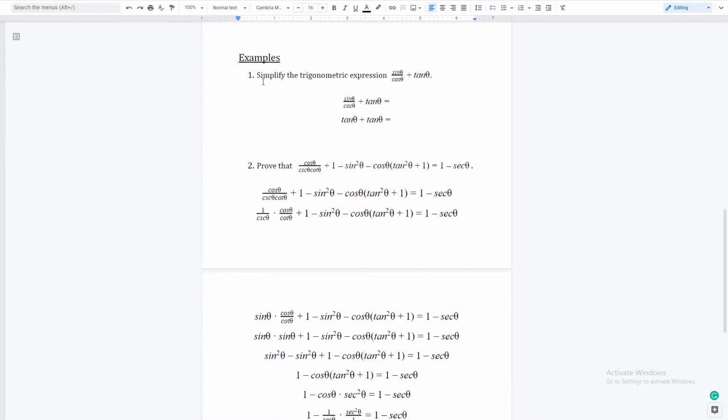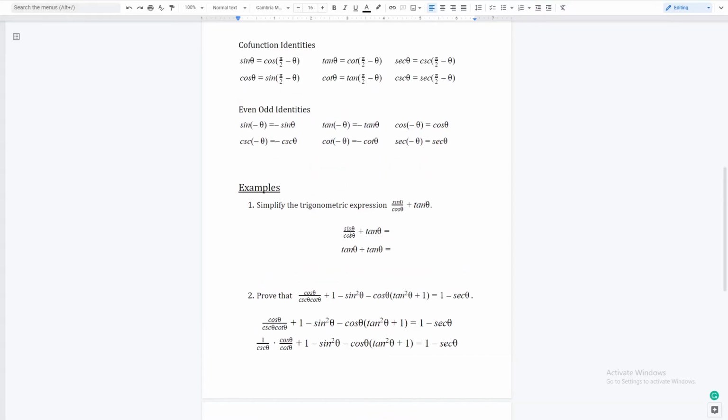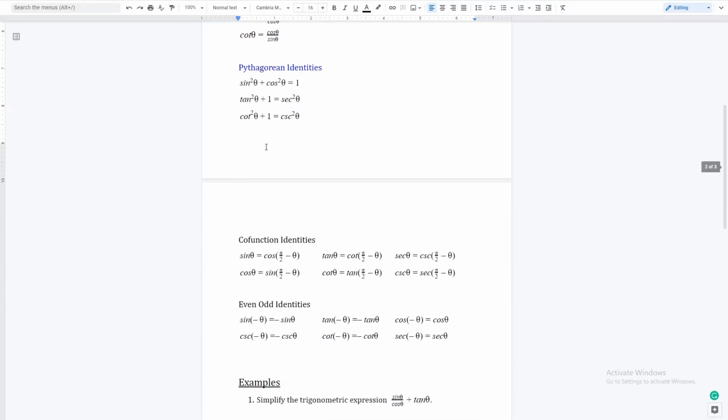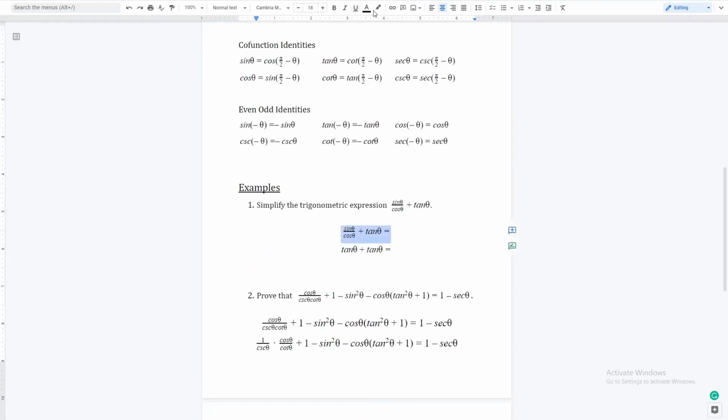So our first example, simplify the trigonometric expression sine theta over cosine theta plus tangent theta. So how would we simplify this? We would want to get the sine theta over cosine theta plus tangent theta into one term. So if we look back at our identities, we'll notice from our quotient identities, tangent theta equals sine theta over cosine theta. This means that we could take our quotient identity and substitute it here for sine theta over cosine theta.